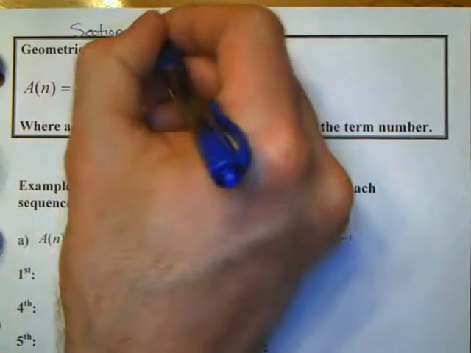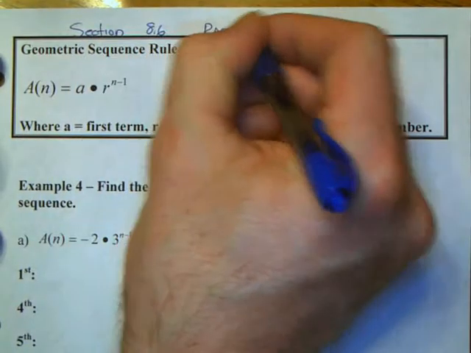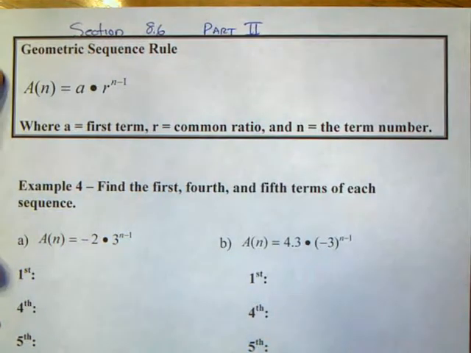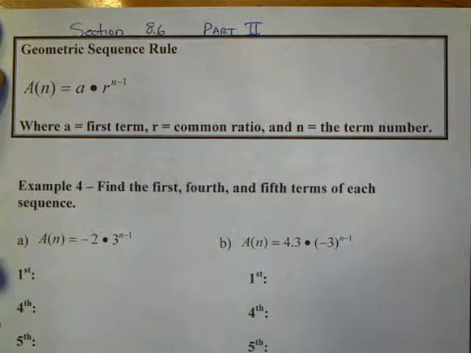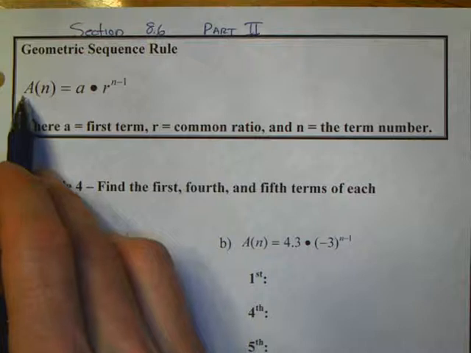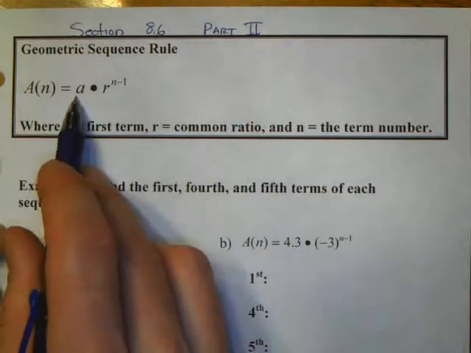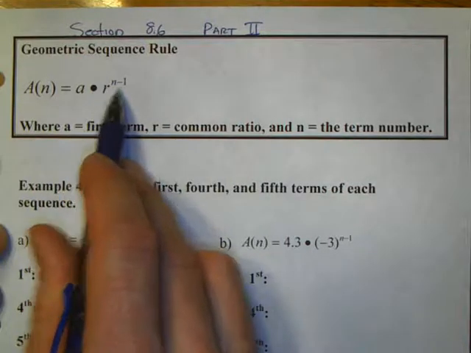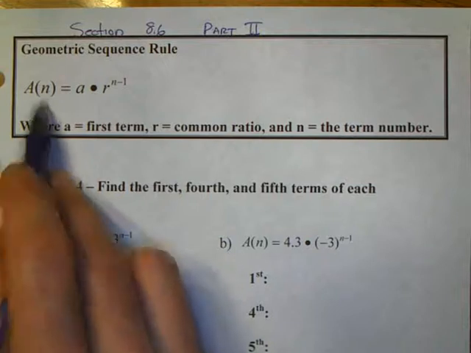This is section 8.6, part 2. We're talking about geometric sequences, and on this side of the page we're going to talk about the general rule or the general formula. As we talk about geometric sequences, we have this formula here: a of n equals little a times r to the n minus 1.